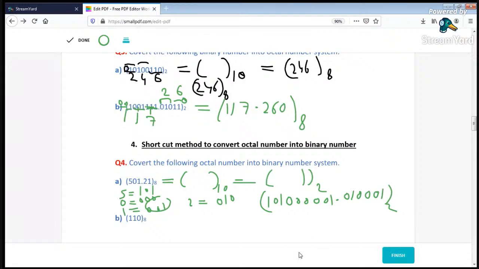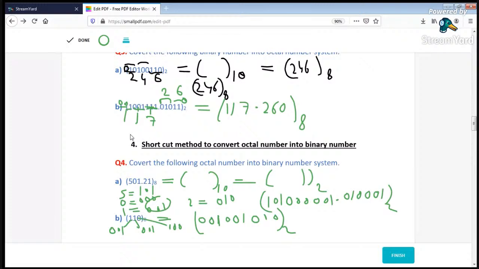Next problem: the octal number is 110. Every symbol is represented in 3 bits. So for 1 we write 0 0 1, similarly for this 1, 0 0 1, and for 0, 0 0 0. You arrange these binary values, so the answer will be 0 0 1 0 0 1, then 0 0 0. So this is the final answer.